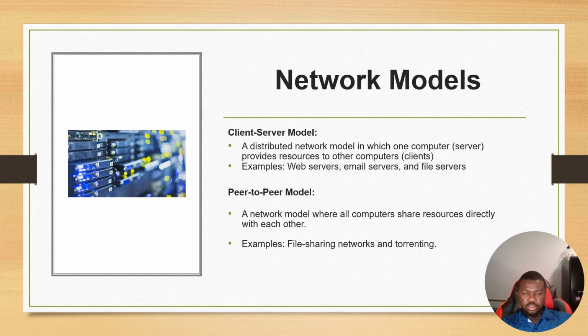The other network model we're going to look at is the peer-to-peer model. In the peer-to-peer model, what we see here is that all computers in the network will share all the resources directly with each other, therefore eliminating the need for a server. As such, all the computers are providing almost both the functions of a server and of a client, because information can be requested from them and of course be shared to them as well. Examples of this model would be found in file sharing networks and of course torrenting.